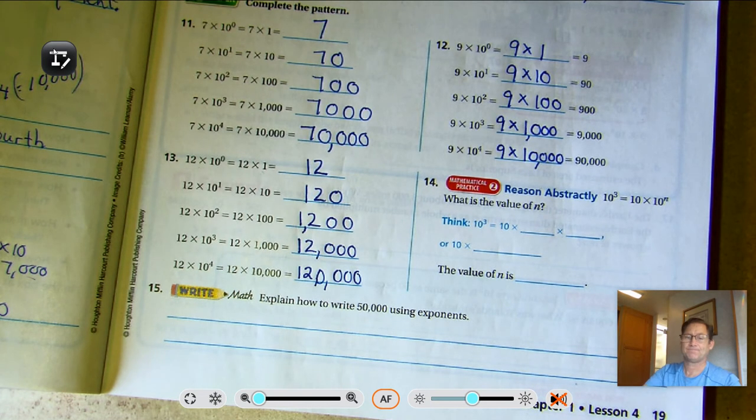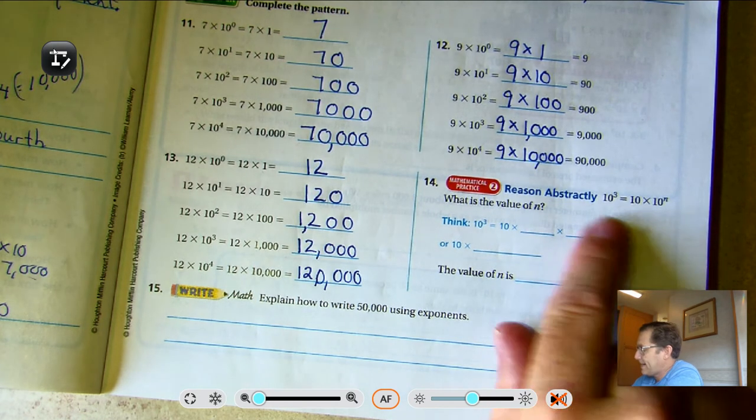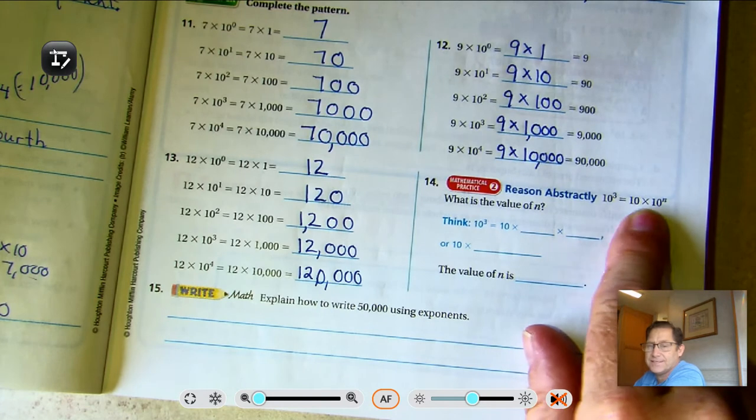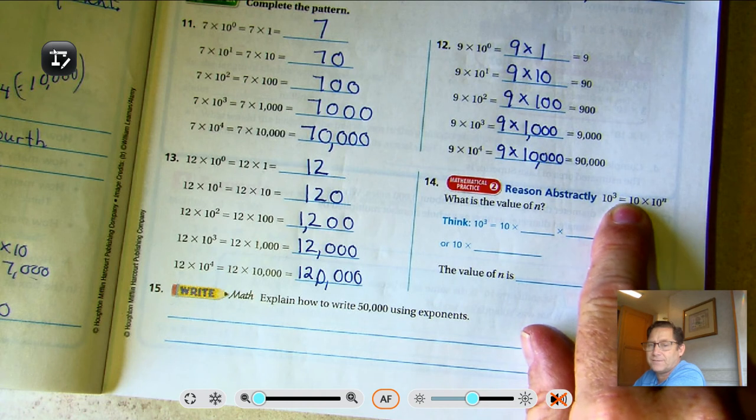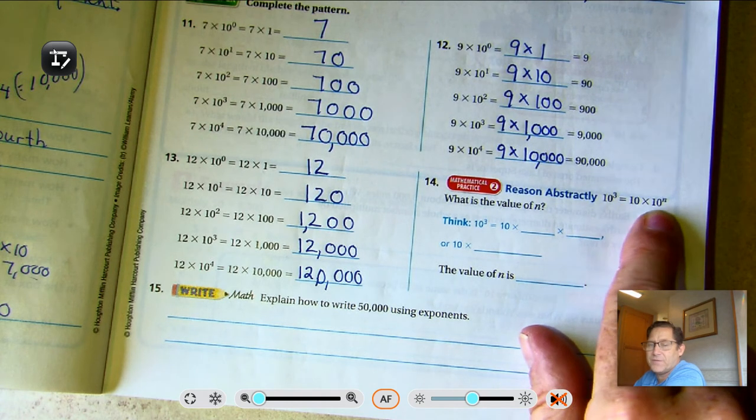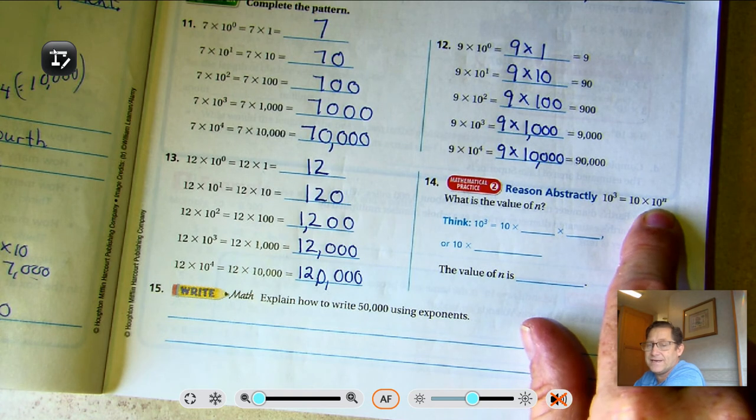All right, 14. 10 to the third equals 10 times the nth power of 10. What is the value of n? Well, we're saying that the third power of 10 is equal to this situation. That means I have 3 tens repeating. Well, I have 1 here. So how many do I need to add or multiply by here? Wouldn't I need 2 more 10s?